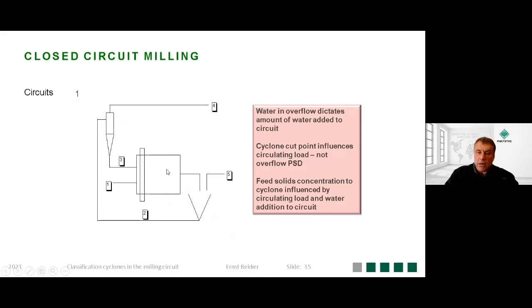We've talked about it now. I believe that we understand that concept. And then the feed solids concentration to the cyclone is influenced by the circulating load and the amount of water that you can add. Sometimes you have applications where you've got a high overflow density going to a leach circuit or flotation circuit, and in addition, you've got very high circulating loads, 400, 500, sometimes 600%.